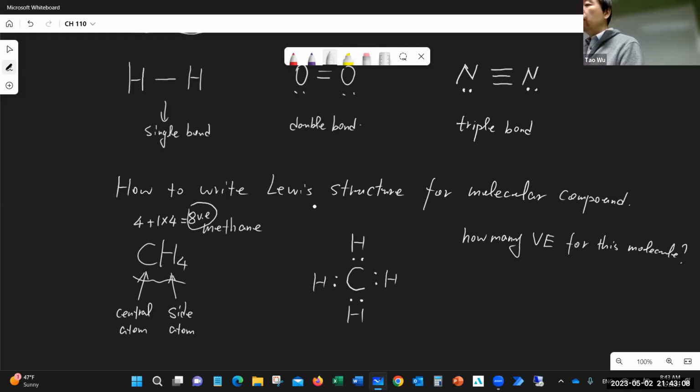Then you need to see, are there any more dots? No, we already assigned 8. If there were more dots, then we would need to assign more. But here we only have 8 electrons, and you already assigned 8. Then boom, we're done. But before we finish this, we need to double check.